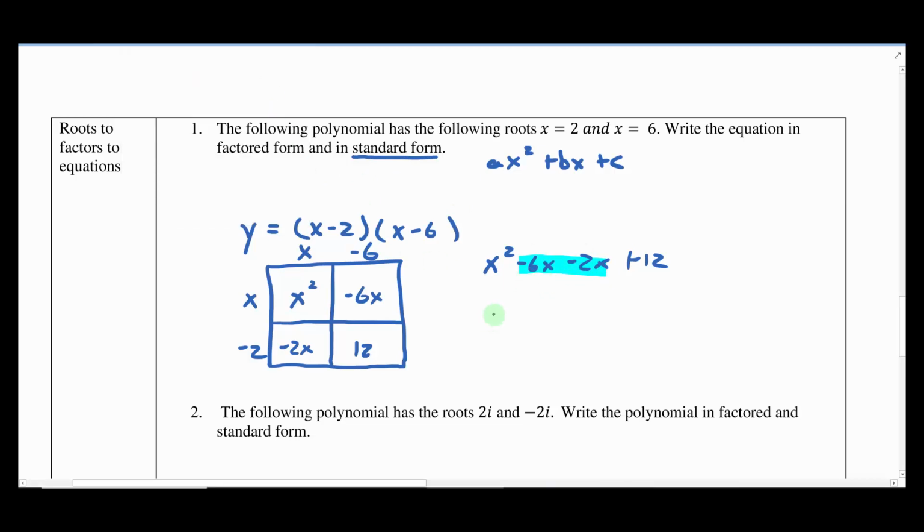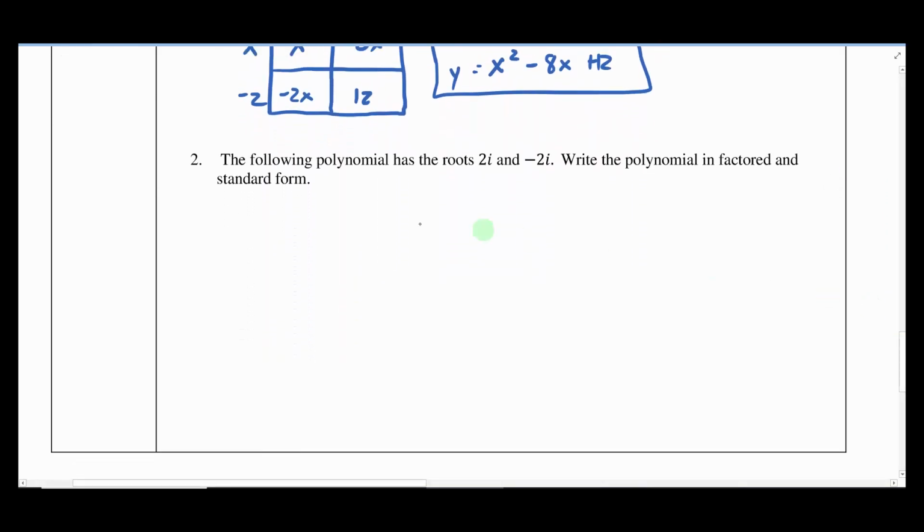Okay, so when I combine those, I get x squared minus 8x plus 12. And there we go. There is our polynomial in standard form. Looks just like this. All right, so pretty easy, right? Roots to factored form to standard form. Let's give it a try.